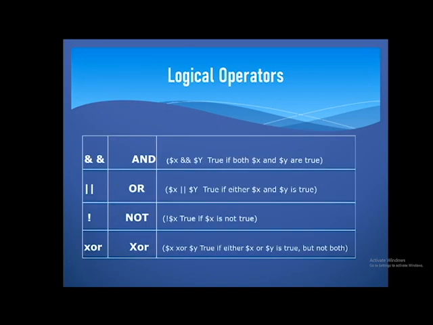Logical operators: AND operator, OR operator, NOT operator, XOR operator. AND operator, $x and $y: true if both $x and $y are true. OR operator: true if either $x or $y is true. NOT operator: true if $x is not true. XOR: true if either $x or $y is true but not both.